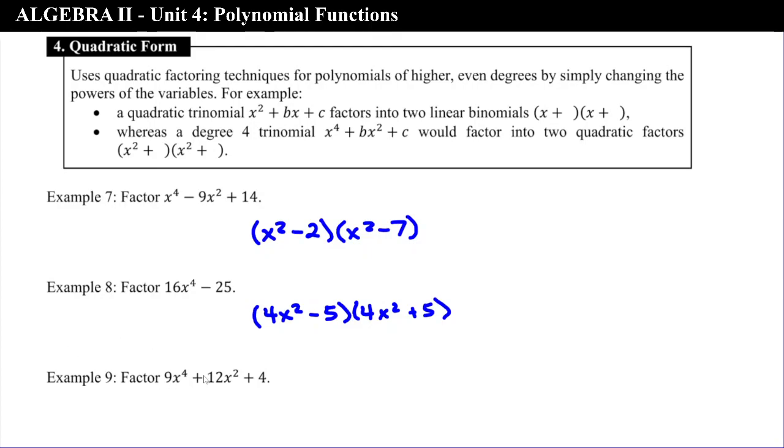And then finally, in this last one, we can recognize this as a perfect square trinomial. Because 9 times 4 is 36. The square root of 36 is 6. 6 times 2 is 12, which is our middle term. So this is a perfect square trinomial, which means you can take the square root of the first term, which is 3x squared, the sign of the second term, which is plus, the square root of the last term, which is 2, and square it. And now we have factored example 9.